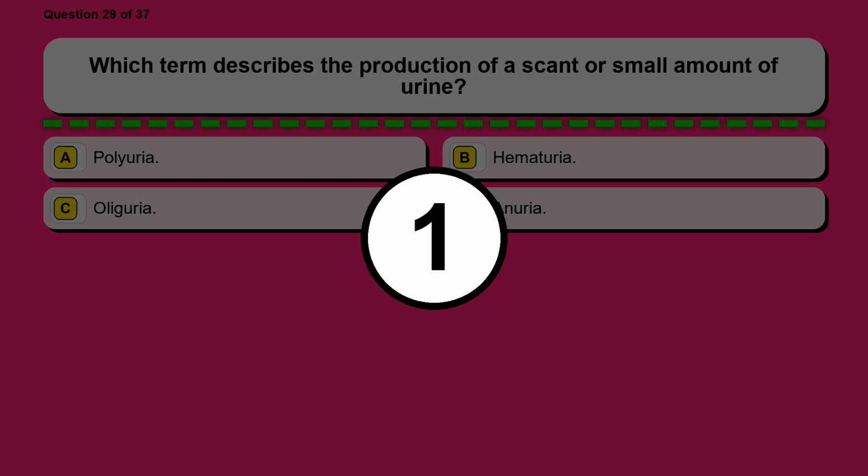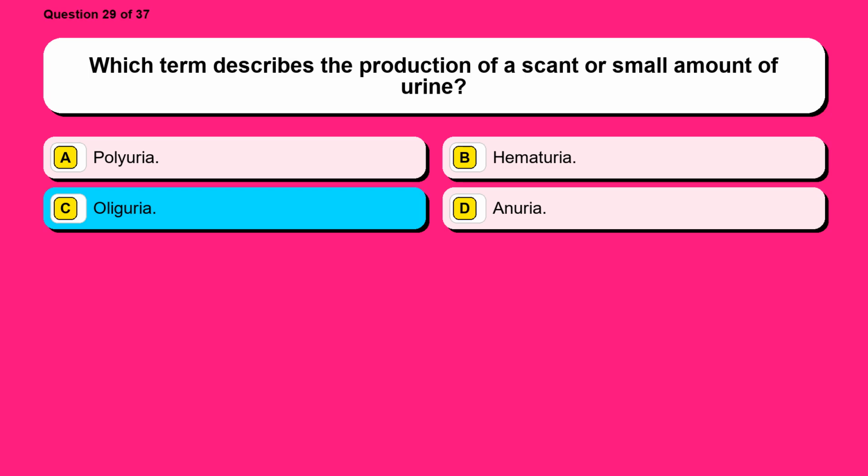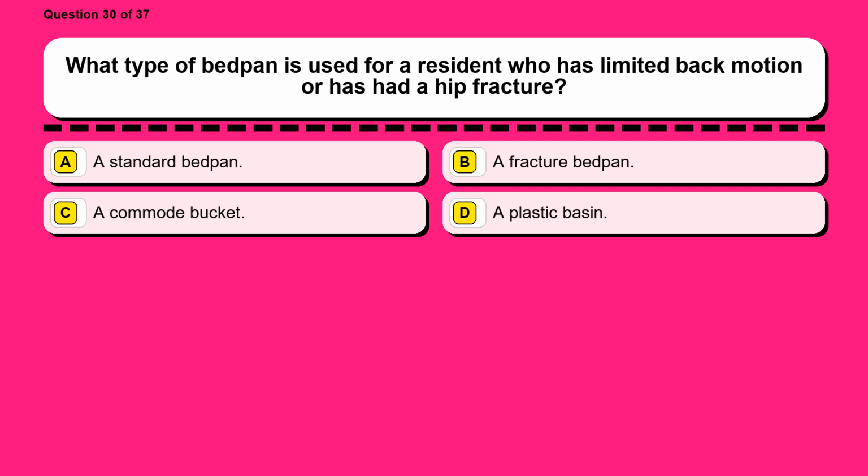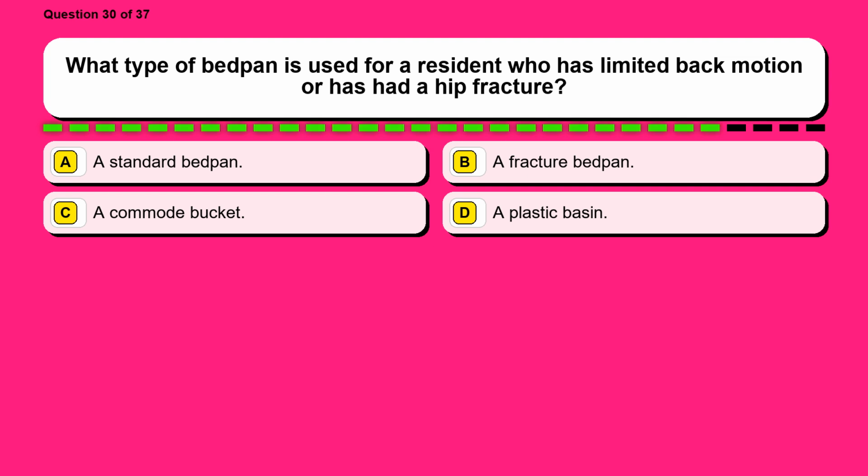The correct answer is option C. Oliguria. Oliguria can indicate dehydration, kidney dysfunction, or a blockage. Question 30. What type of bedpan is used for a resident who has limited back motion or has had a hip fracture? Option A. A standard bedpan. Option B. A fracture bedpan. Option C. A commode bucket. Option D. A plastic basin.